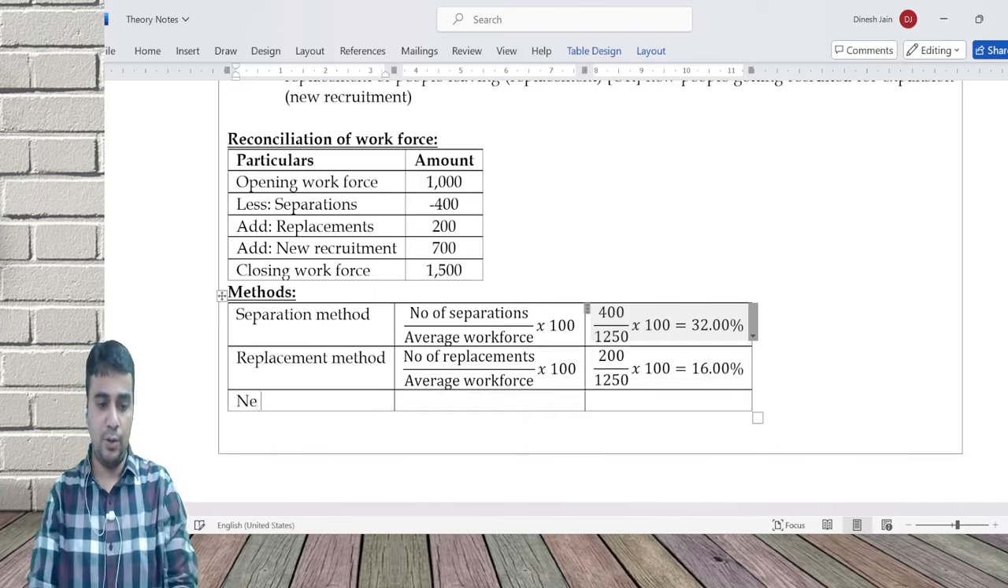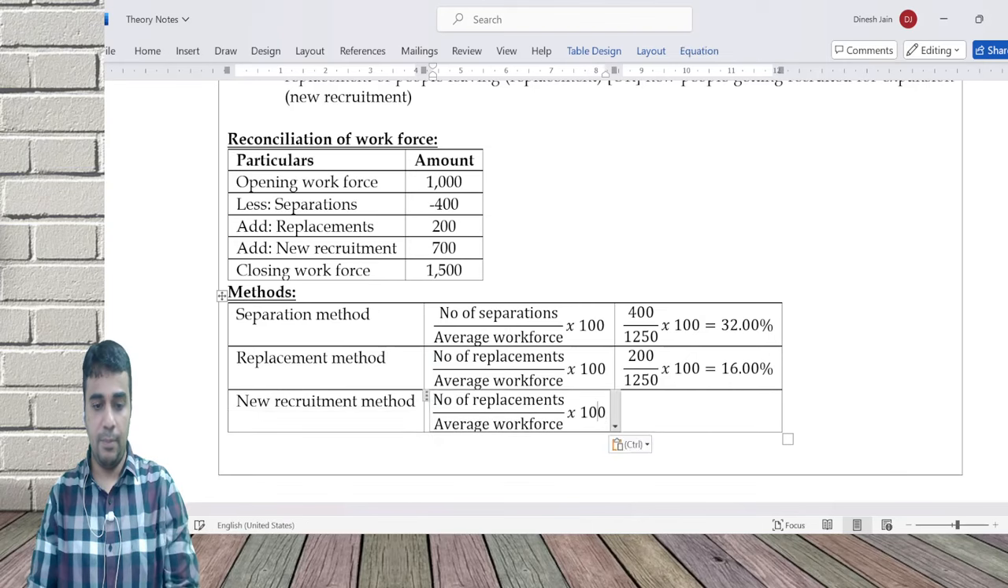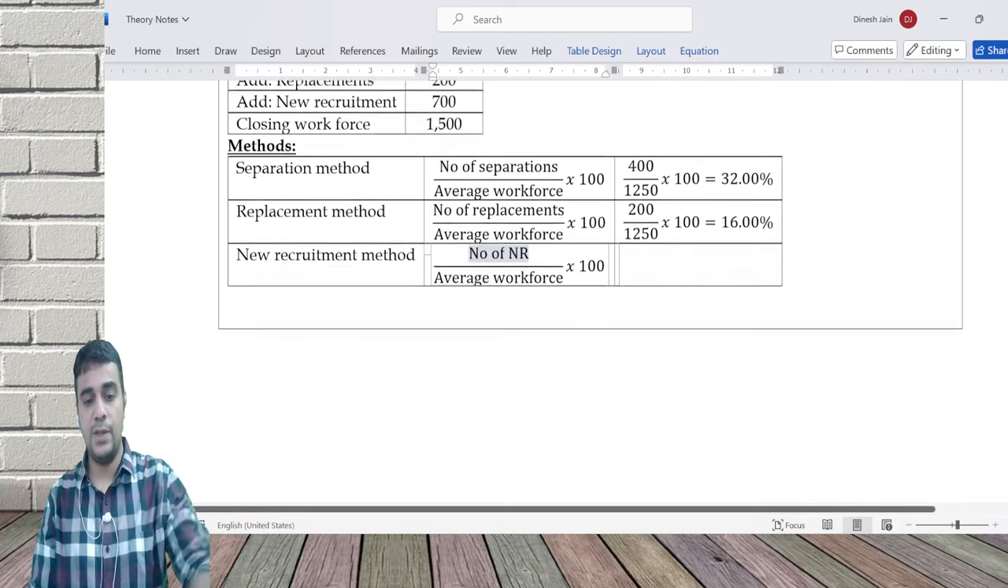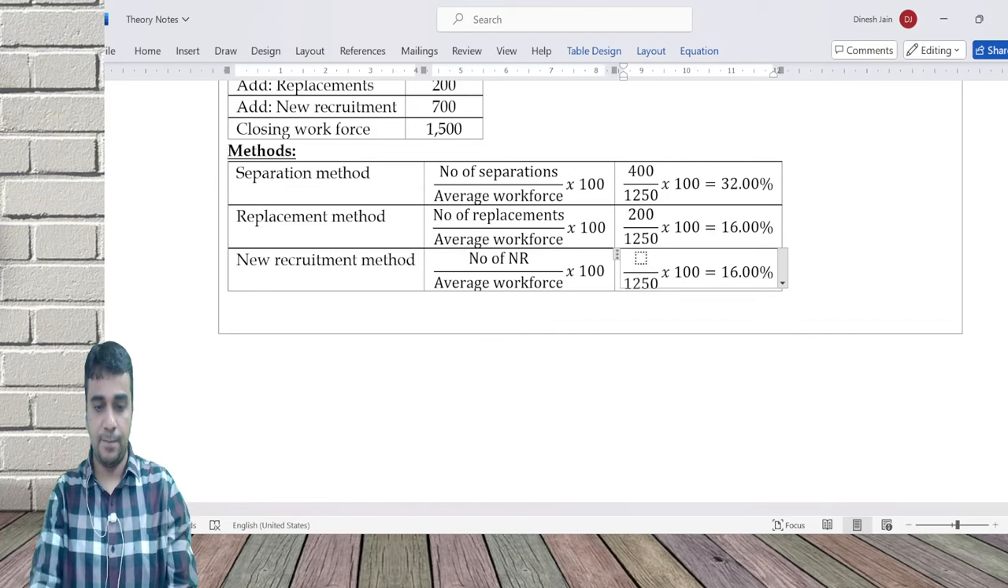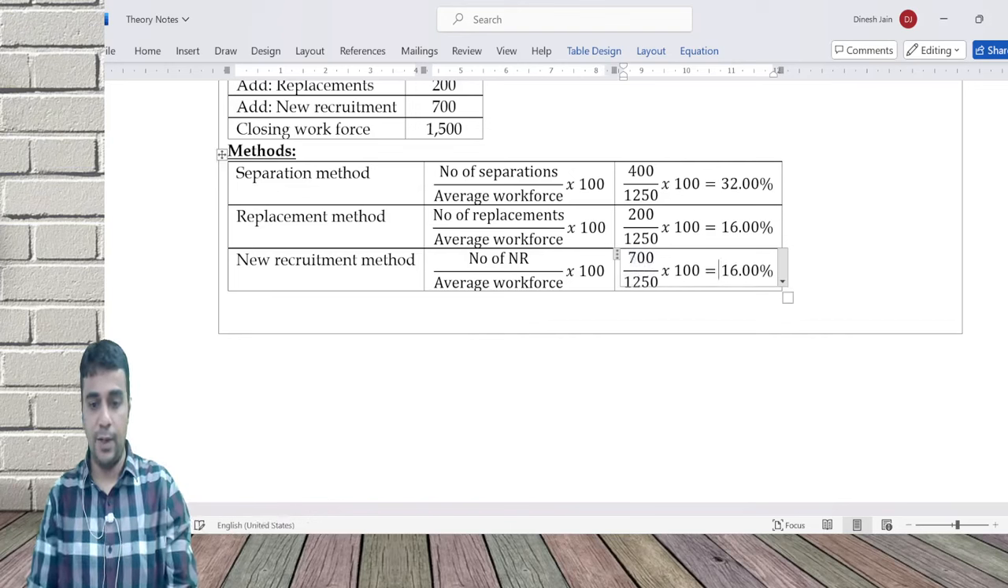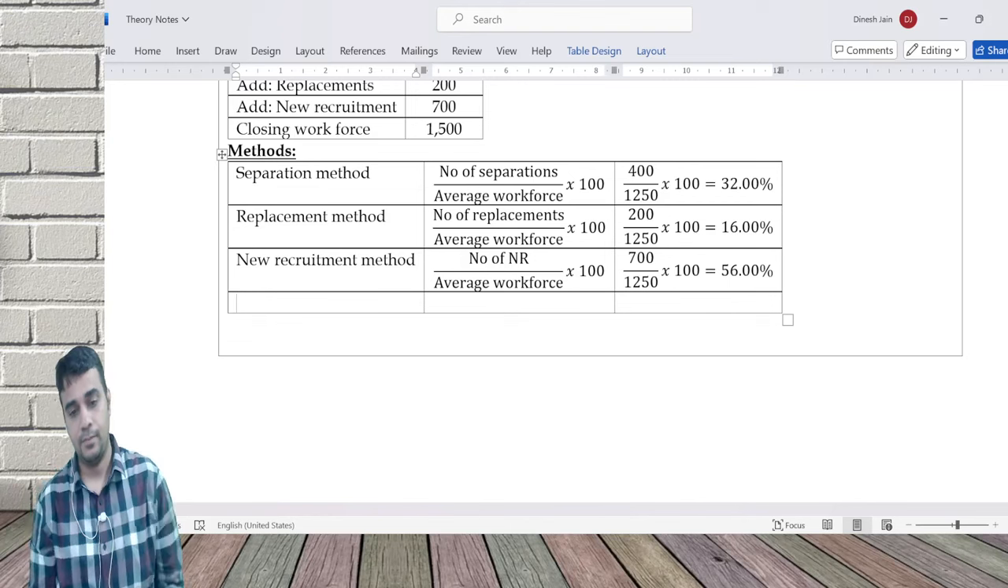Then the new recruitment method. Number of new recruitments by average workforce. How many new recruitments are there? 700 by 1250 into 100, how much? 56%. These are extremely big numbers.